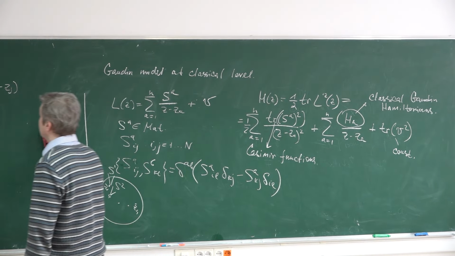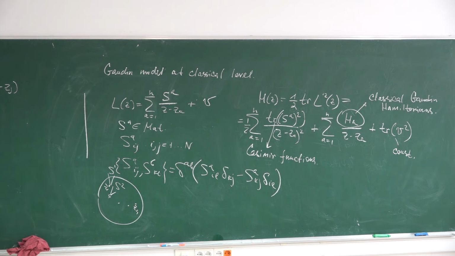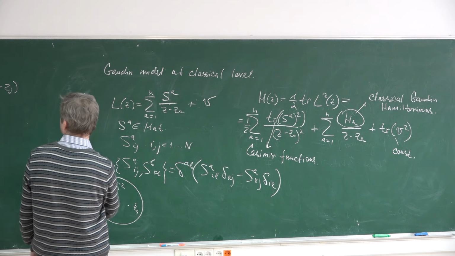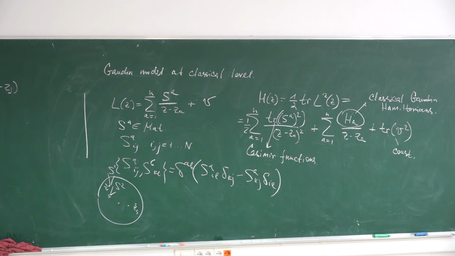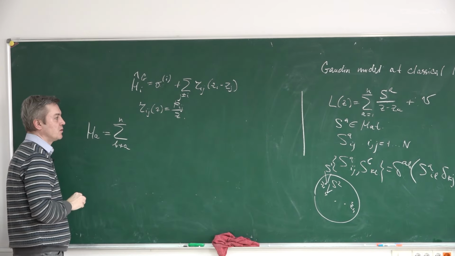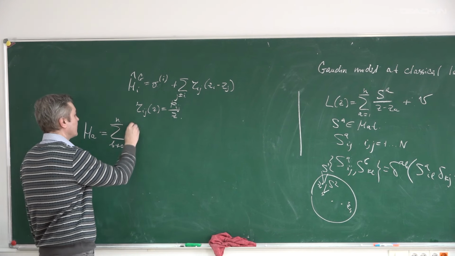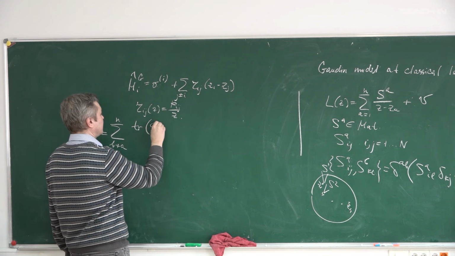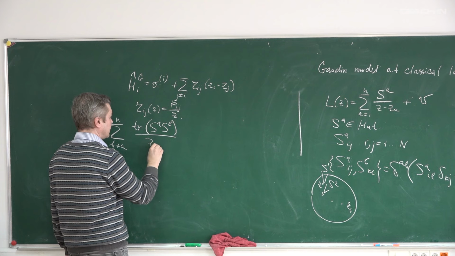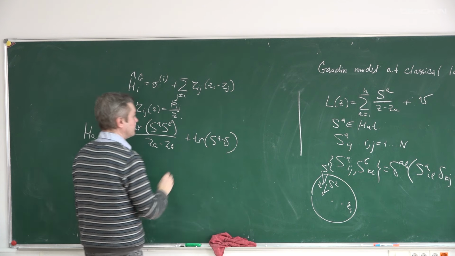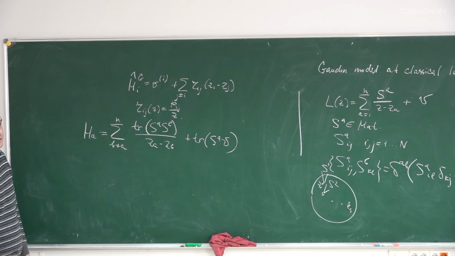And we may write them explicitly. Okay, let me write here. So H_a is a sum over b, which is not equal to a, from 1 to n small, where n small is the number of points or the number of S matrix variables. And here we have the trace of S_a S_b divided by z_a minus z_b, plus the trace of S_a with V. This is what we have.